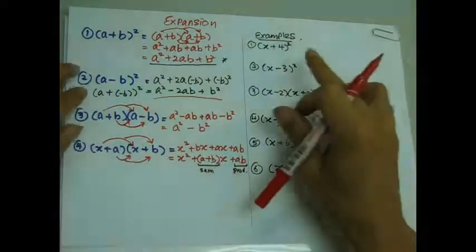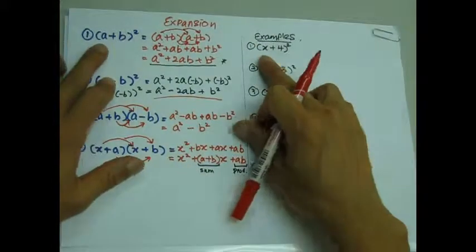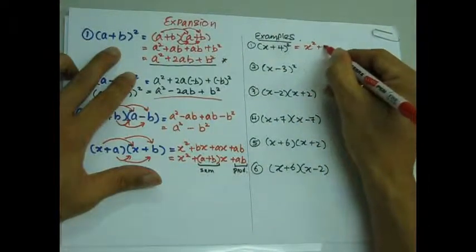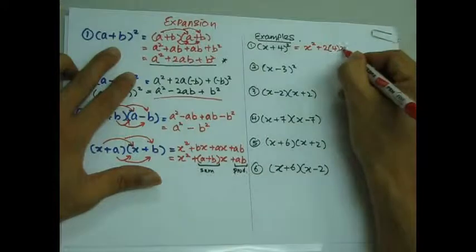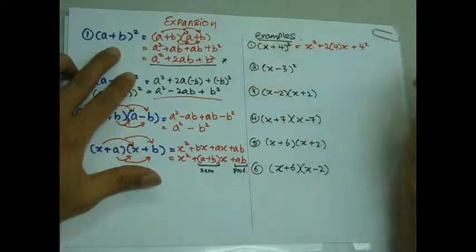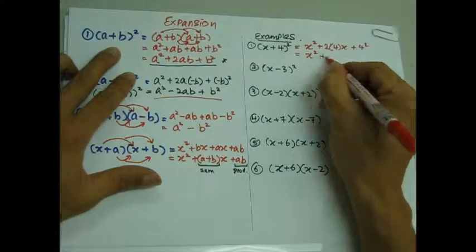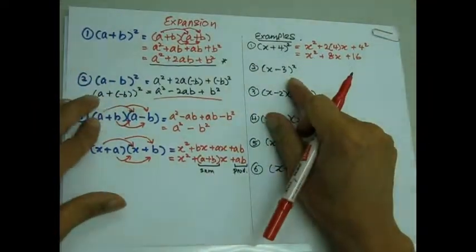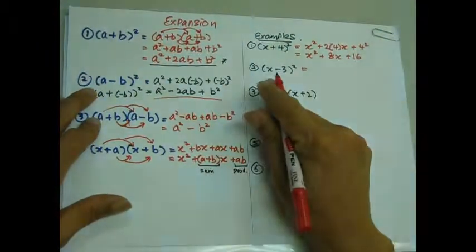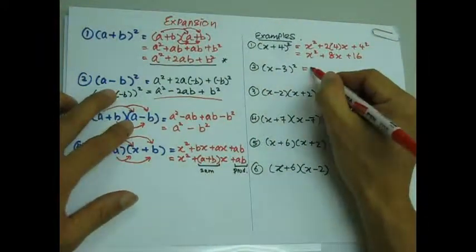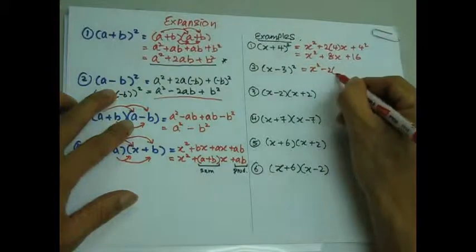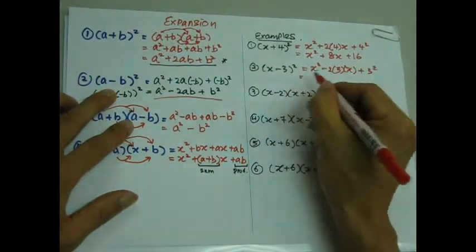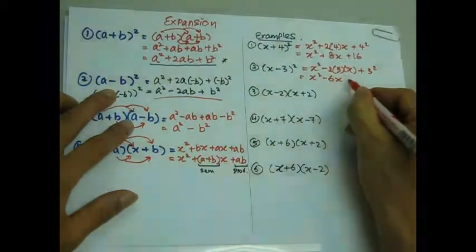Now (x + 4) squared. Well, that's just rule number 1, where a is x, 4 is b. So that means I have x squared plus twice the product of 4 and x, plus 4 squared. So that becomes x squared plus 8x plus 16. Now the next one. This is rule number 2, where x is a, b is 3. So I'm going to have x squared minus 2 times 3x plus 3 squared. So I have x squared minus 6x plus 9.